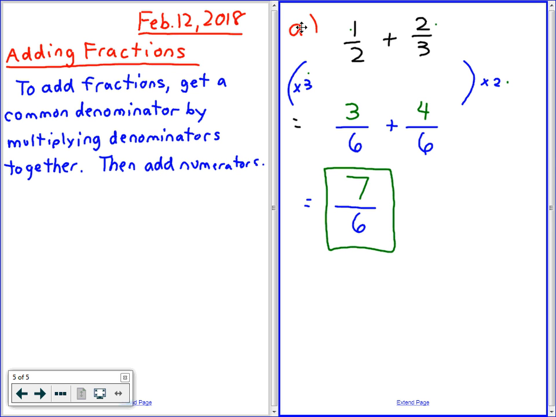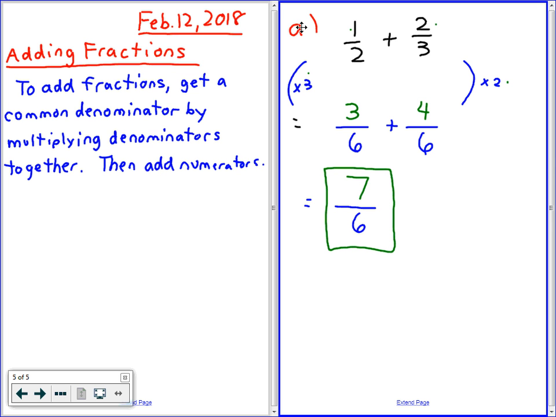Okay? So what we did is, let's talk through again. 2 times 3 is 6. You multiplied this side by 3, so the top also needs to be multiplied by 3. You multiplied the bottom by 2, so the top also needs to get multiplied by 2, and then 3 plus 4 is 7. The denominator stays at 6. Okay? Sounds pretty good?